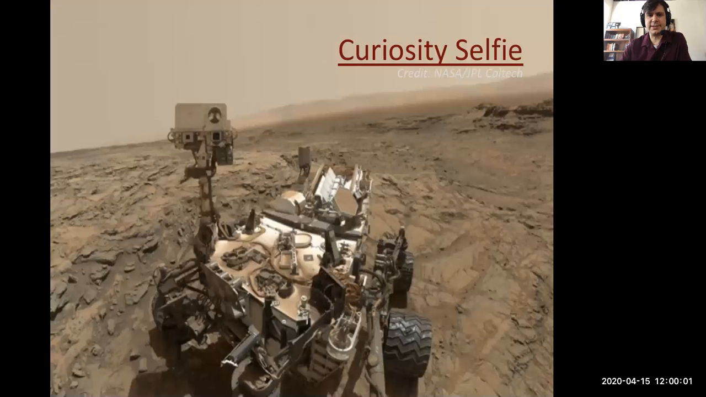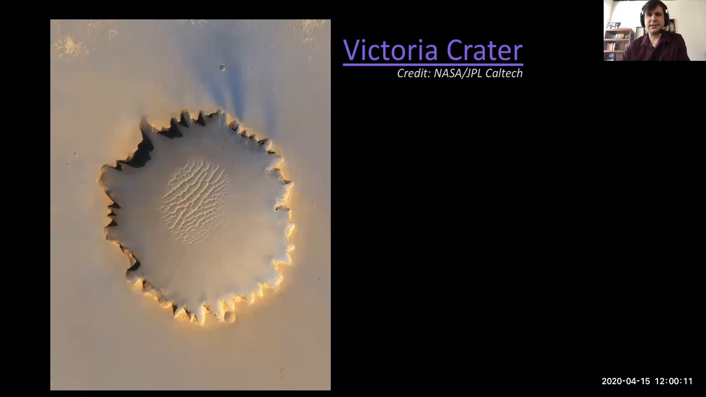There's a Curiosity selfie. Look how dusty it's gotten. It's been there for a while. It's had many sols on Mars. This is from an orbiter. I think this is the Mars Global Surveyor, and it's looking down at Victoria Crater right here.